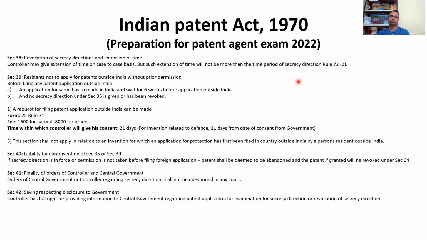Okay. So with this, we have completed this section on secrecy direction. Any question on that? Then we'll move ahead with the grant of patent and rights conferred thereby. So sections 43 to 53. Any question on this? No, sir.